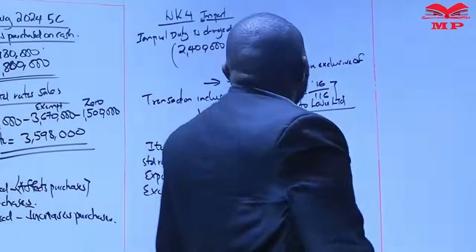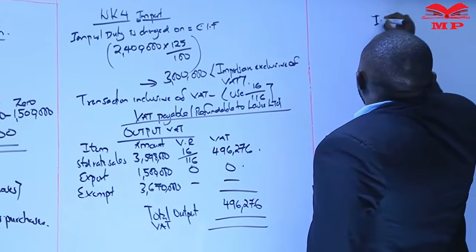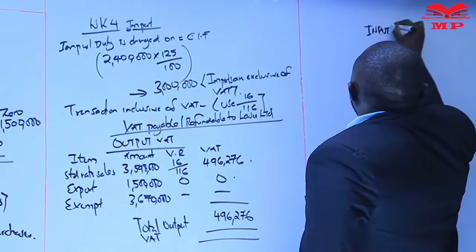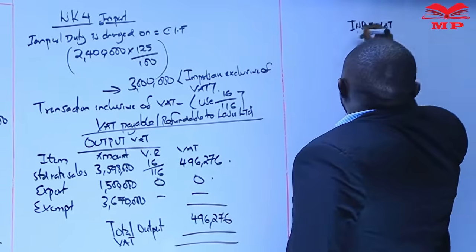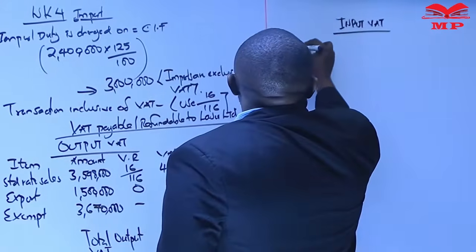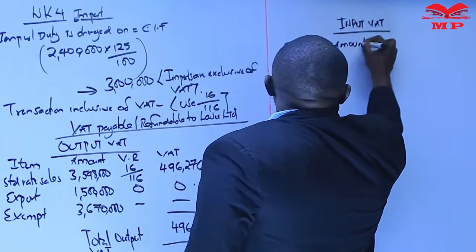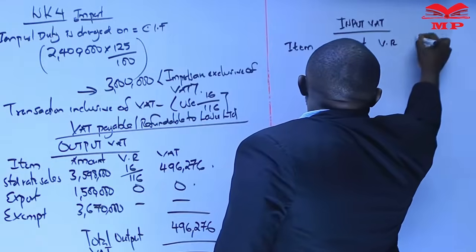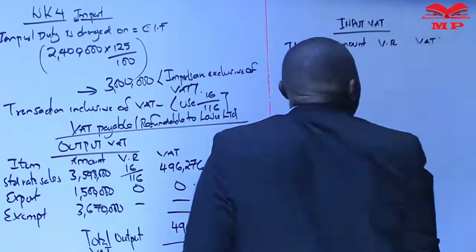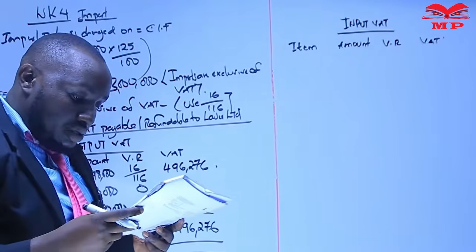We get the input VAT. We proceed to what we call input VAT. On the input VAT, we have item, amount. We have the VAT rate. Then finally we have the VAT. And we move sequentially.